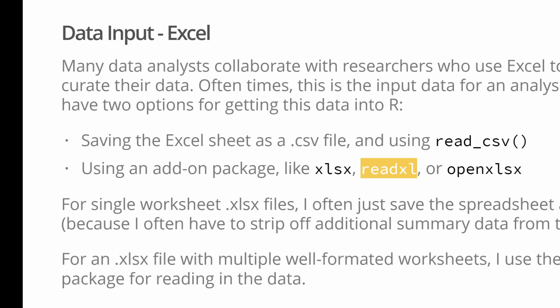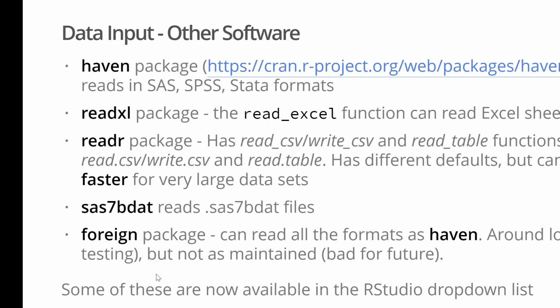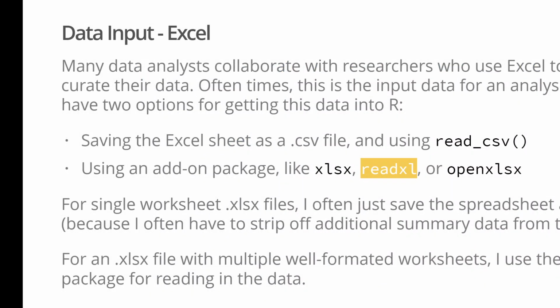Sometimes with single worksheet XLSX files, I'll just save the first spreadsheet, because I'll usually open it and make sure it looks sensible. Sometimes they'll add a bunch of other summary data too, like they'll take the means and put them as a new column, and so I'll just strip all that stuff off. However, sometimes you'll have like 50 different worksheets in one file that are all really well formatted. In that case, you can use the read_excel function to read in that sheet and specify which sheet itself you want to import. And we'll use the read_excel function in the lab in a second.